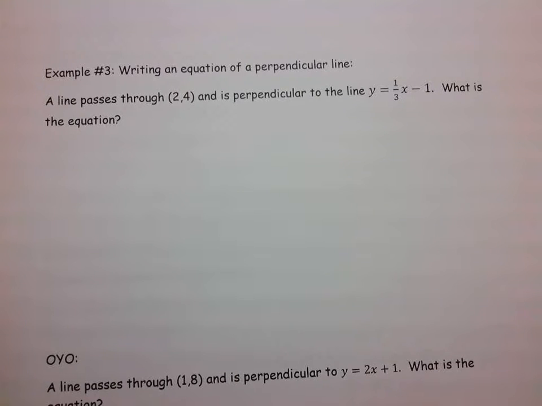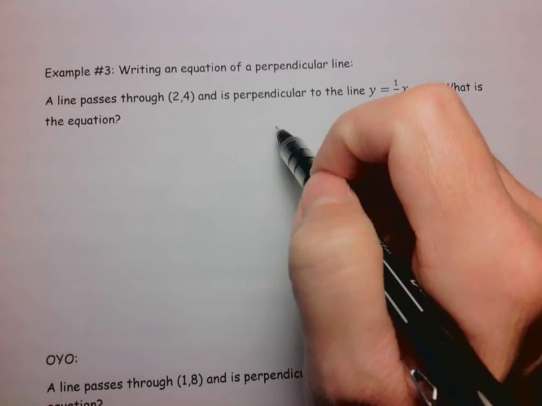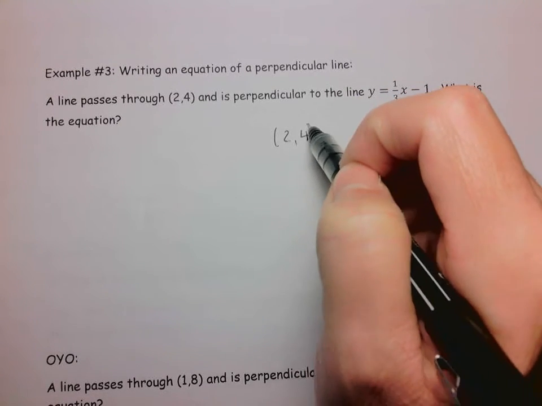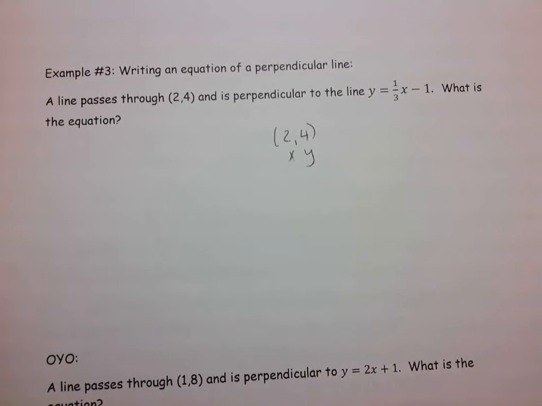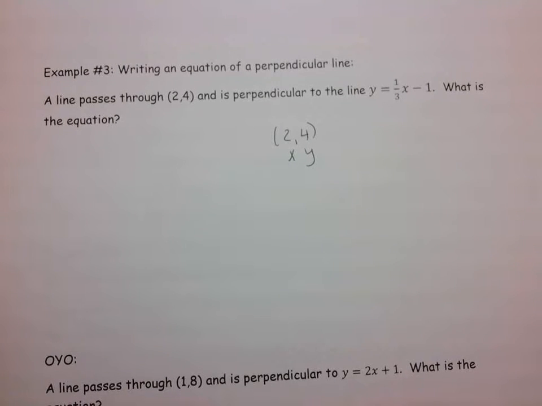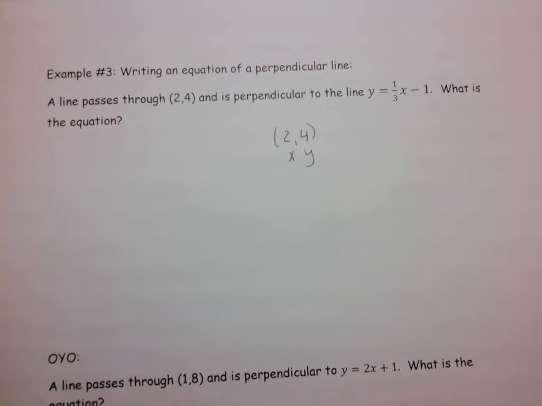Okay, so let's go to the next example. I actually want to skip 2 right now, go to example number 3. So now it says writing an equation of a perpendicular line. Okay, so now a line passes through point (2, 4) and it's perpendicular to the line y = 1/3x - 1. What is the equation?